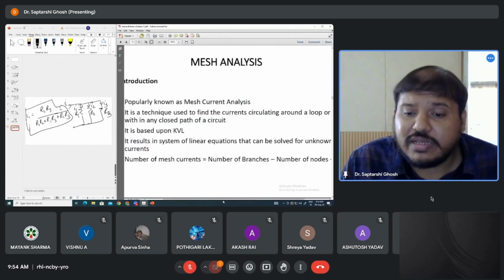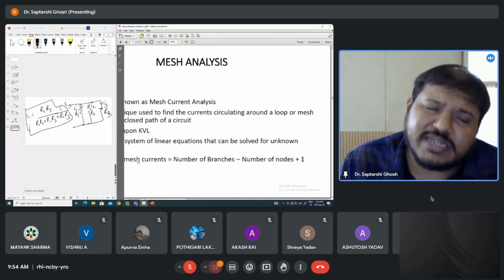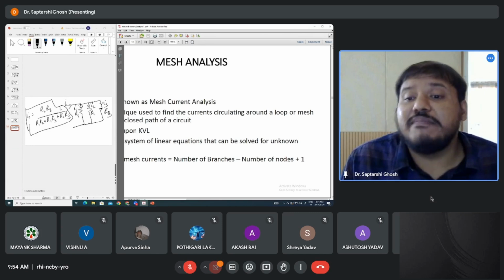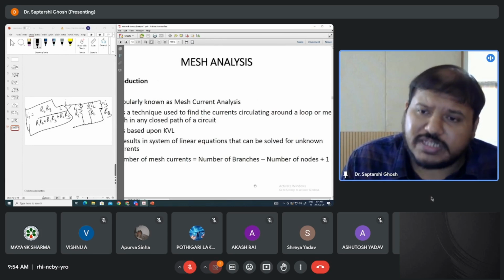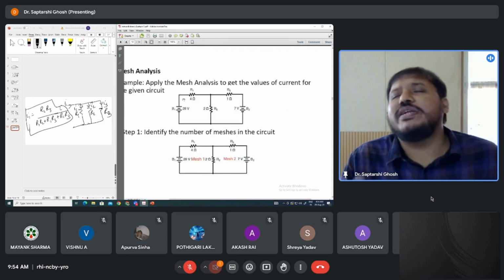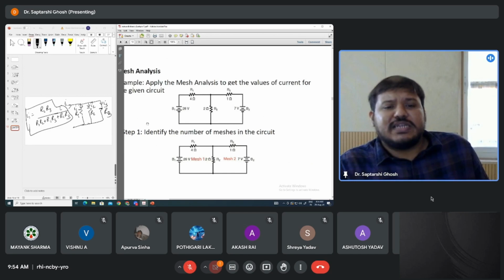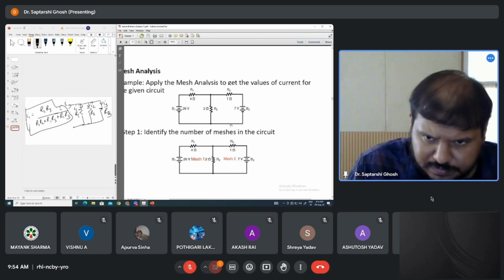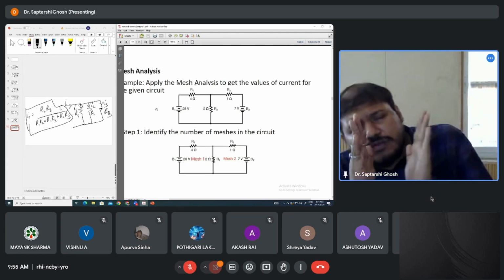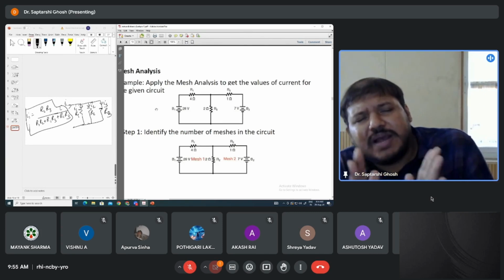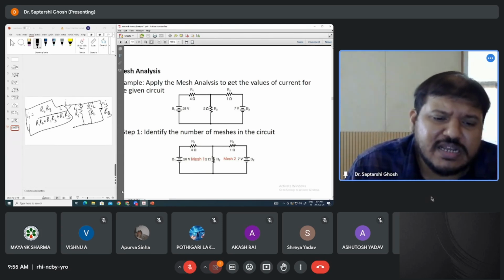So what is the formula? To find how many meshes there are in a circuit: number of branches minus number of nodes plus 1. Let's see whether this formula works or not. First find out how many branches there are. For this circuit that I am showing here, how many branches are there? A branch is a path between two nodes. Write in the chat.